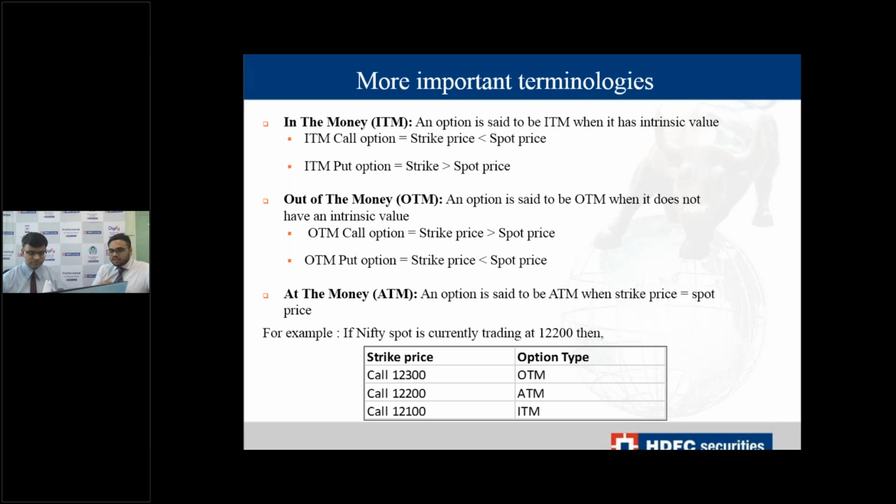We can see this with an example. Here, if Nifty is trading at 12,200, then the 12,300 call will be OTM, the 12,200 call will be ATM, and the 12,100 call would be ITM.